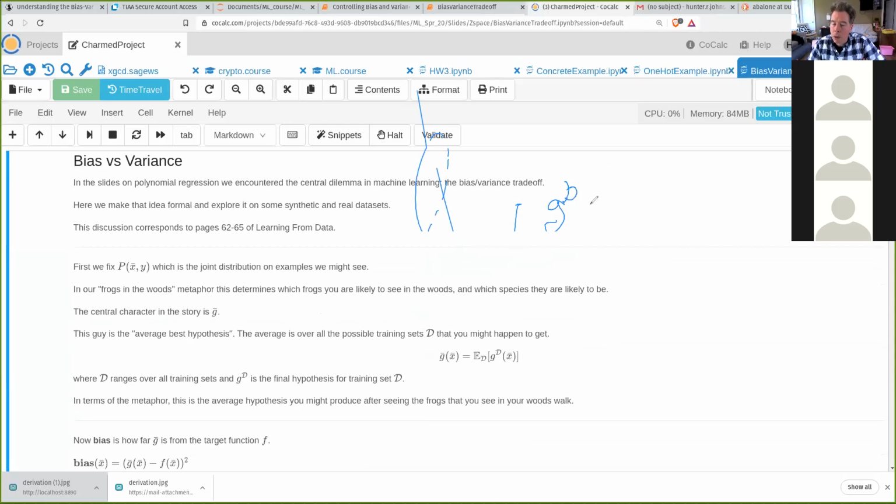GD is equal to the best hypothesis that your algorithm would produce if you used data set D. If you're doing regression, maybe you get this training data, but if you do it a different time, you get other training sets. Maybe if you do it again, the training data looks like this. Then you do it a different time and you get this training data.